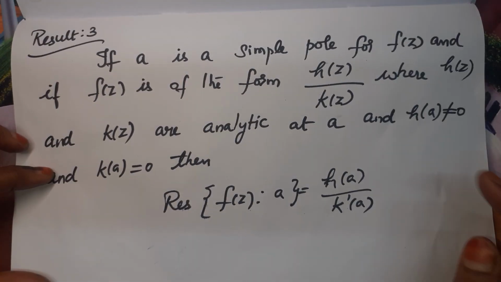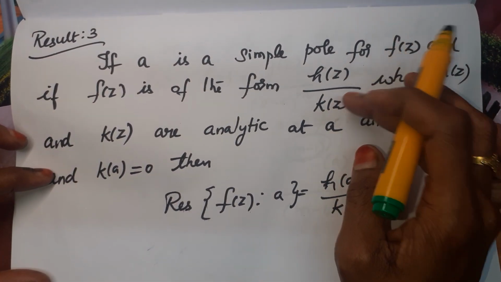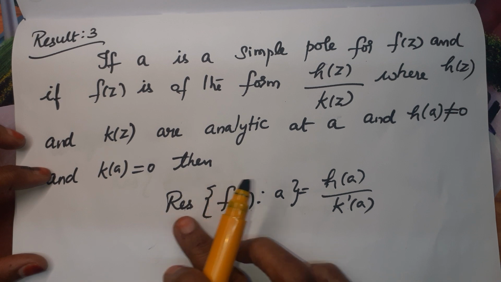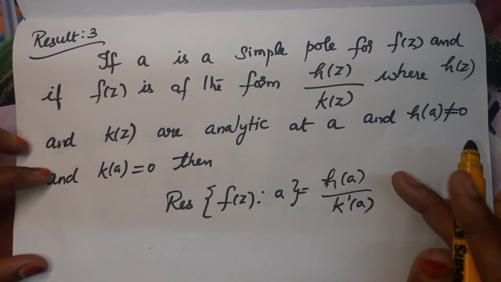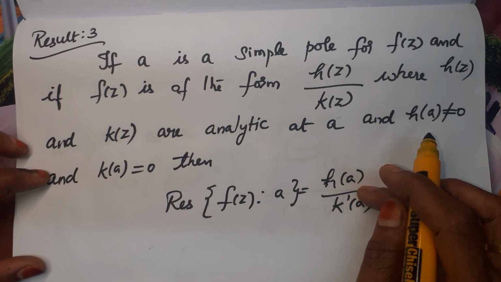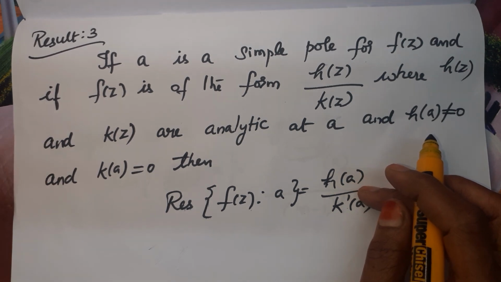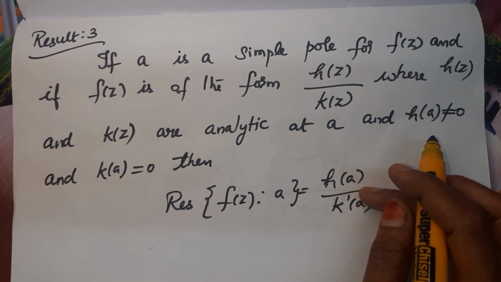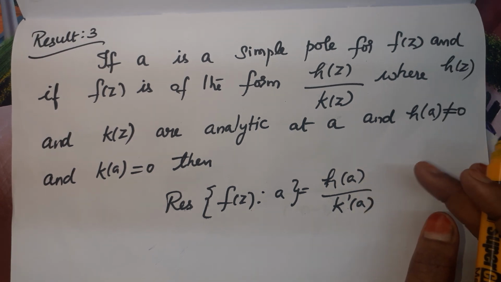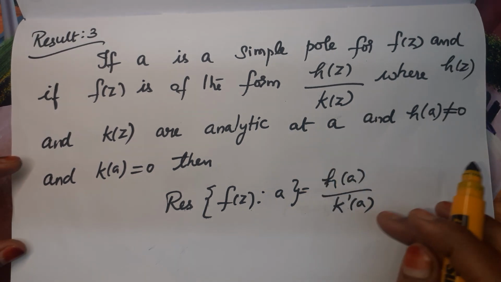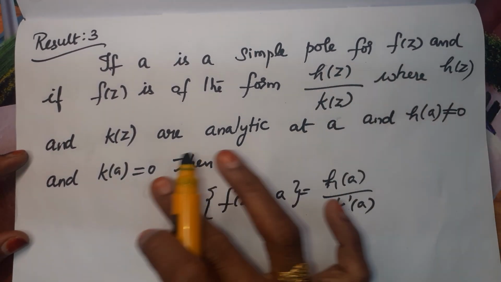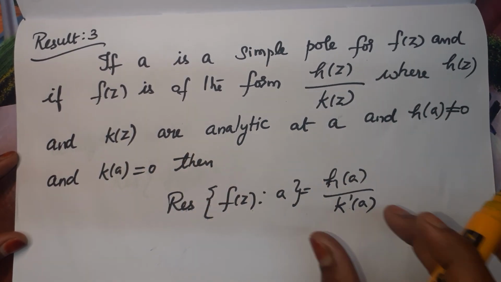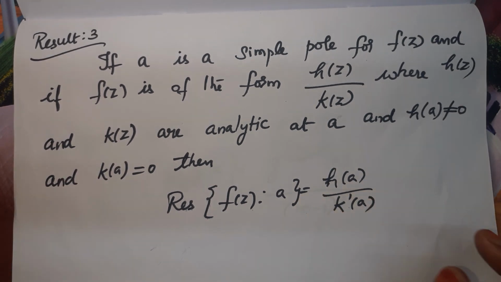This is the result. If you have a numerator by denominator term, the formula we have is the residue of f of z at the pole a is equal to h of a by k dash of a. Using this we have already done one or two problems in my previous video. Kindly go through that. But when you apply it, you have to make sure h of a is not equal to 0 and k of a equal to 0. So we are going to use this one here.